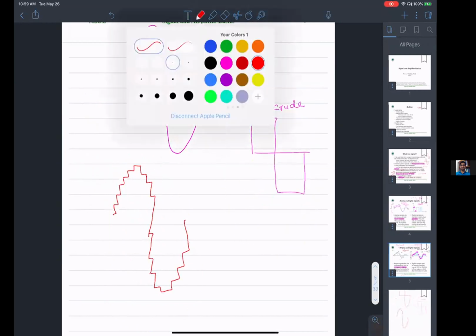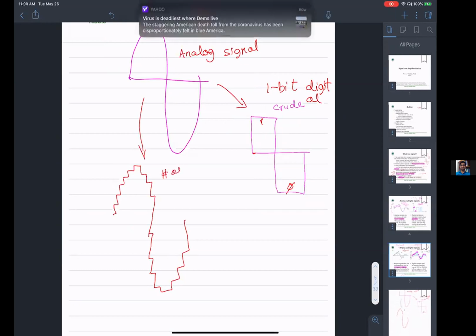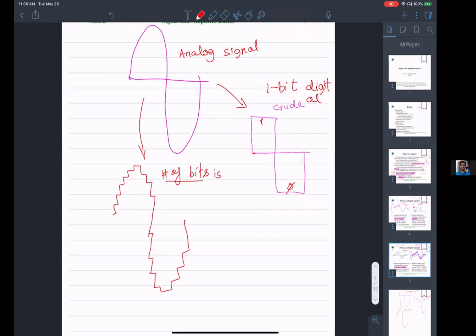So this is the analog signal, and this is the 1-bit digital signal, which is an approximation, but a crude approximation. It's 1 and 0. But in this one, the number of bits is higher. So this is a better digital signal.